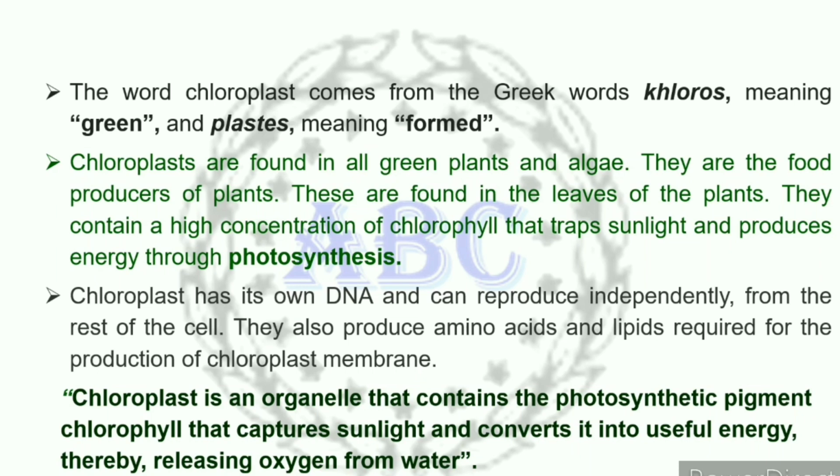Chloroplast has its own DNA and can reproduce independently from the rest of the cell. They also produce amino acids and lipids required for the production of chloroplast pigments. Thus, chloroplast is an organelle that contains the photosynthetic pigment chlorophyll that captures sunlight and converts it into useful energy, thereby releasing oxygen from water.